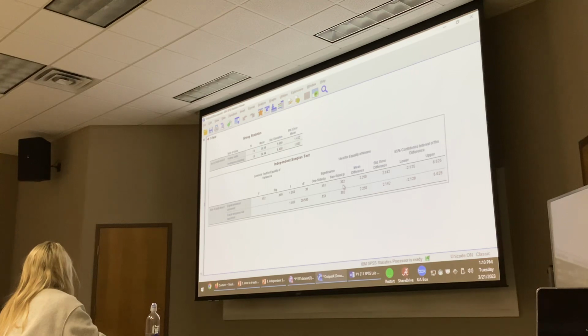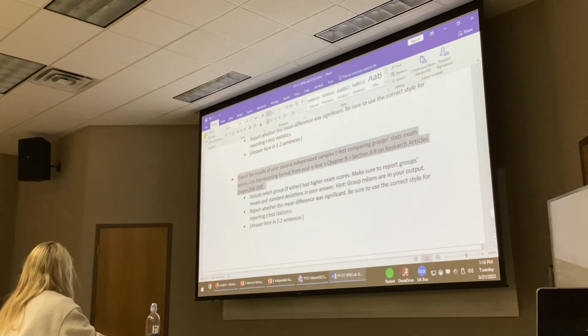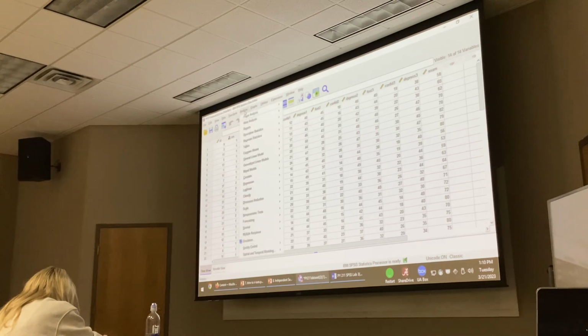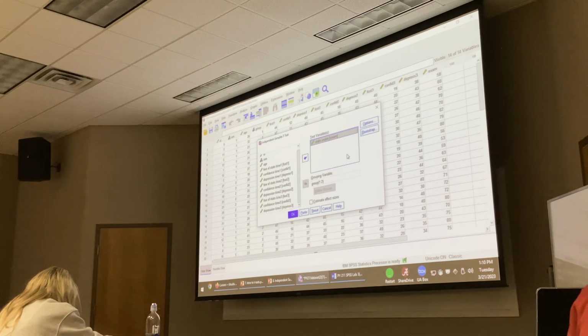Now I actually have you run another independent samples t-test on a different variable of interest. So now we're interested in comparing the same groups' stats exam scores. Did one of these interventions actually work to improve stats exam scores better than the other? We go to analyze, compare means again, independent samples t-test. Our variable of interest has changed to stats exam. Everything else is the same.